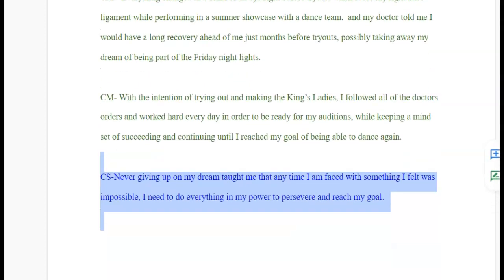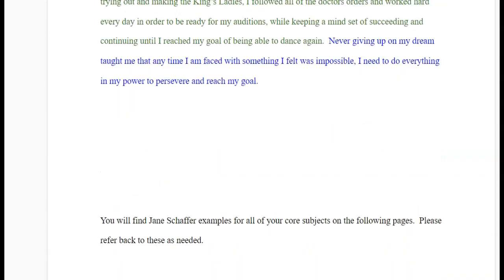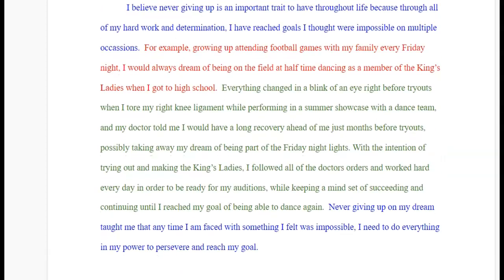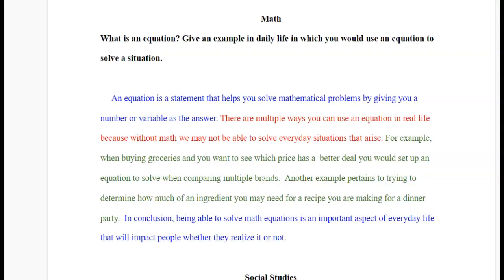Okay. Now, right below that example of my paragraph, when I put it together into one paragraph, you notice I clicked tab in order to indent and I combined all 5 sentences into one chunk. Underneath that, I have examples on the following pages for your course subjects. So I have an example for math responding to the prompt of what is an equation? Give an example in daily life in which you would use an equation to solve a situation. These are all responses from students.